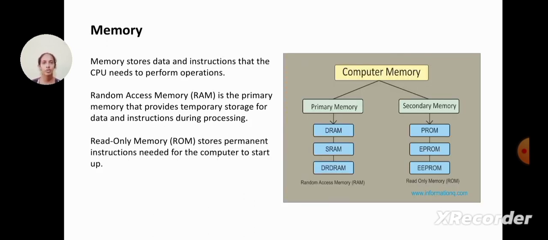Memory. The memory stores data and instructions that the CPU needs to perform the operations. RAM, random access memory. RAM is the primary memory that provides temporary storage of data and instructions during processing. Read-only memory, ROM. ROM stores the permanent instructions needed for the computer to start up.